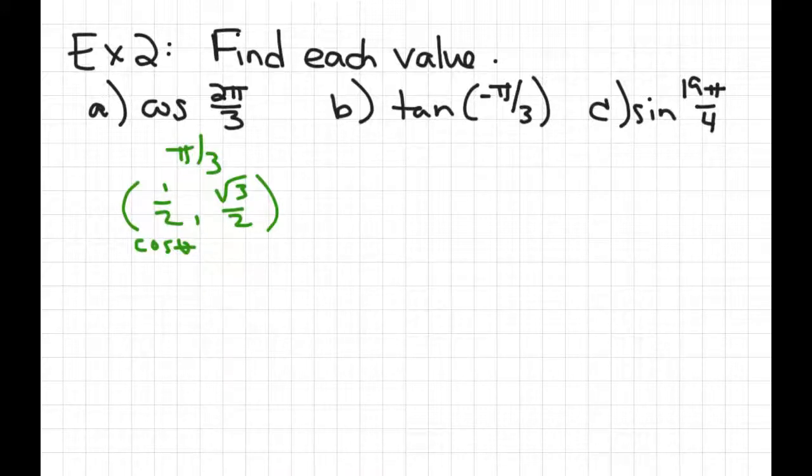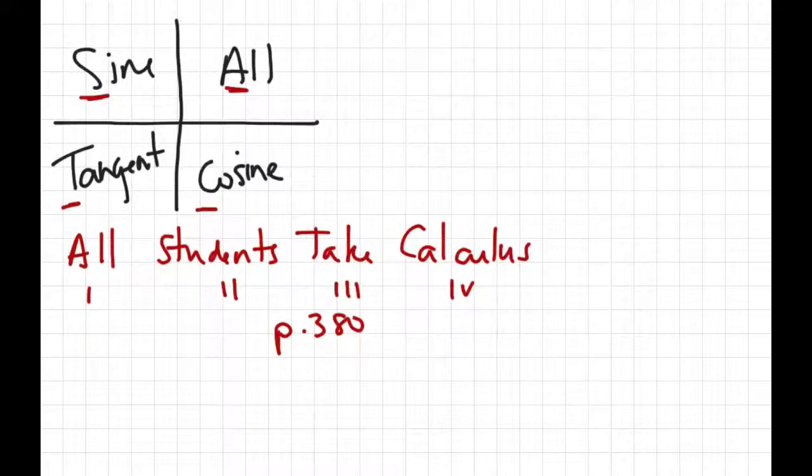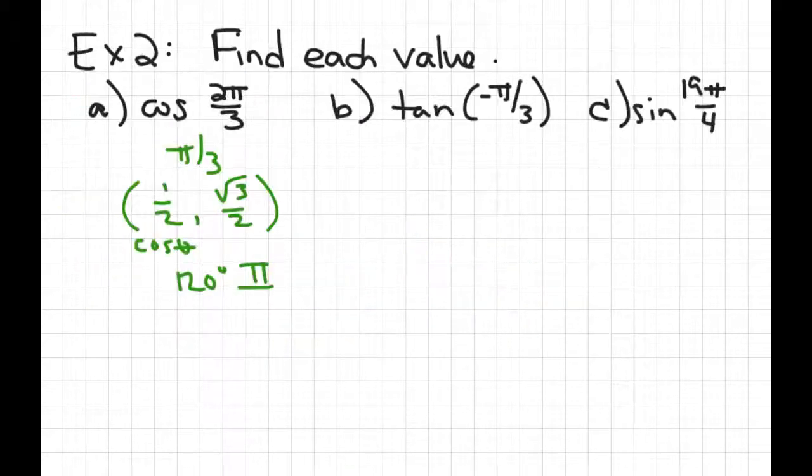change 2 pi over 3 back into degrees, and degrees are a little bit easier to work with. If you do 2 times 180 and divide by 3, you find it's 120 degrees. Well, 120 degrees is in quadrant 2. In quadrant 2, are cosines positive or negative? If you look back at All Students Take Calculus, in quadrant 2 only sine is positive, which means the answer here must be negative.